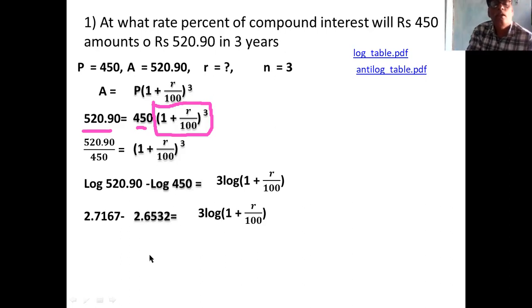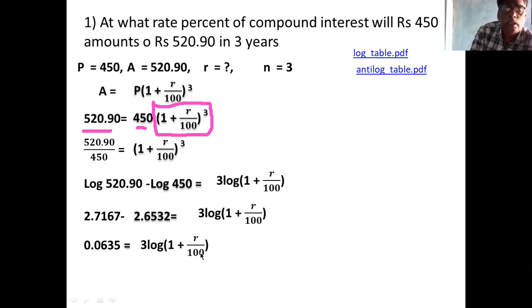Then if you deduct 2.6532, the balance is 0.0635, which is equal to 3 log (1 plus R by 100). This 3 is multiplied with the log. You take this 3 to the left-hand side, and it will come to the denominator place.